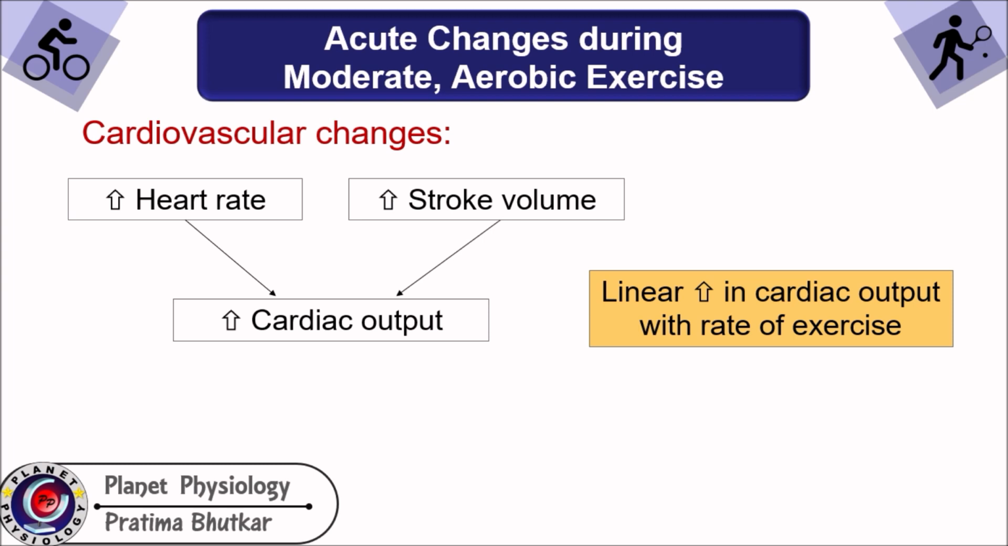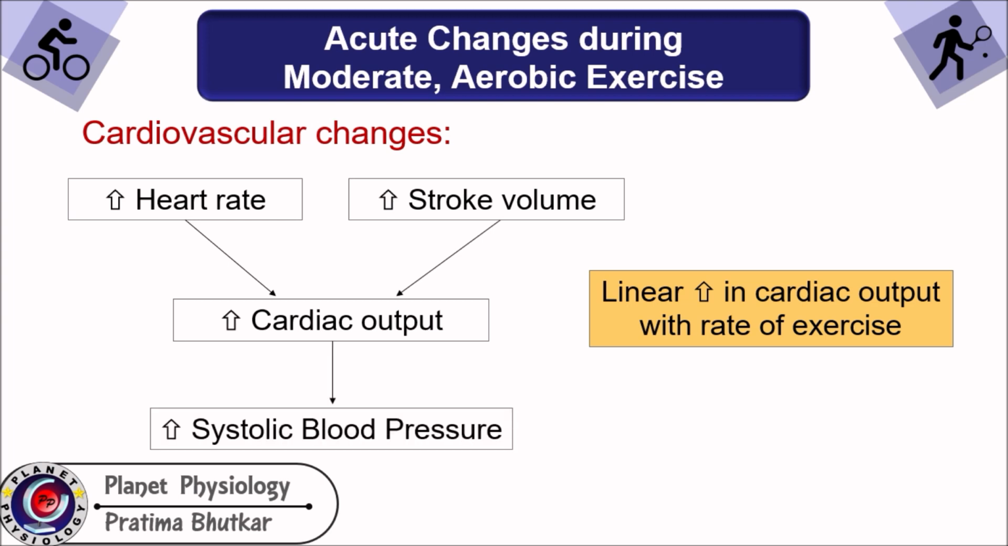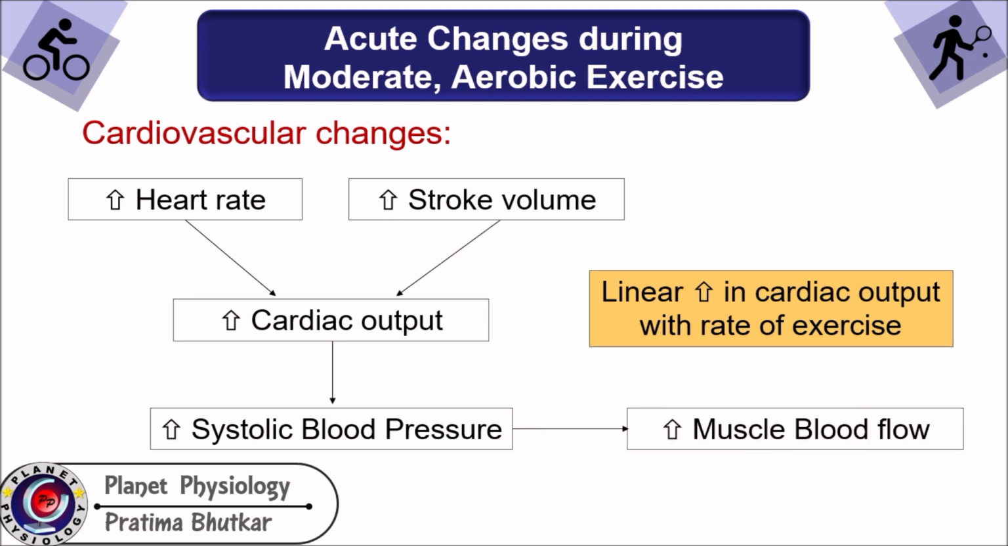Whenever there is sympathetic stimulation, as also in exercise, there will be increase in heart rate as well as force of contraction of cardiac muscle. Increased force of contraction of cardiac muscle will increase stroke volume. Increase in heart rate as well as stroke volume will lead to increase in cardiac output. This cardiac output increases in a linear fashion as rate of exercise increases. Cardiac output is the determinant of systolic blood pressure, and hence systolic blood pressure also increases during exercise. The purpose served by this increased cardiac output as well as systolic blood pressure is to increase blood flow to exercising muscles.